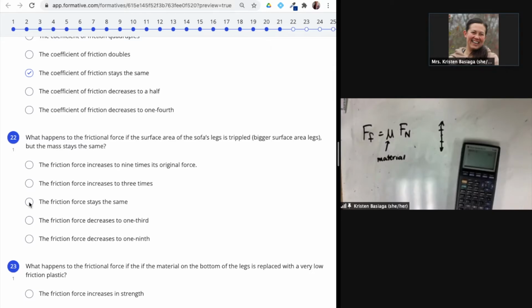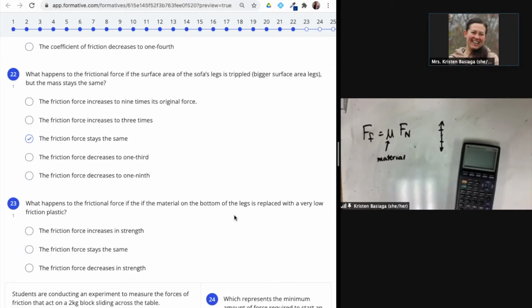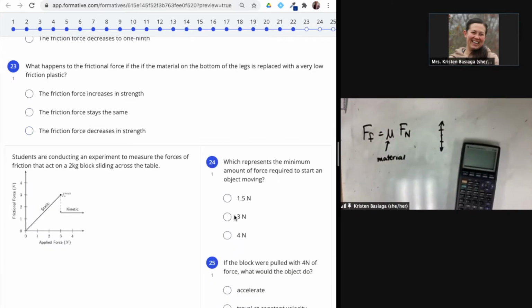What does surface area have to do with this? Actually, nothing. Since surface area isn't in this equation, no matter what I do to surface area, the force of friction doesn't change. Oh, but number 23. What if I replace the material with a very low friction plastic? If mu decreases, then friction decreases. So if I put a more slippery material, the friction force will decrease.